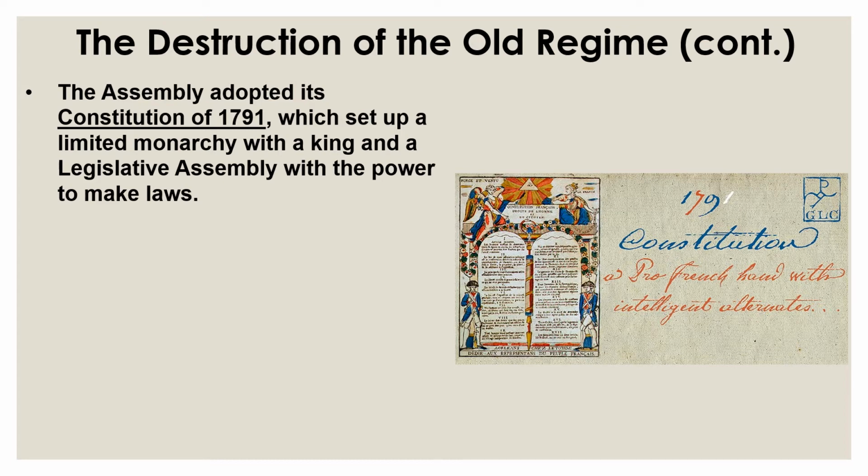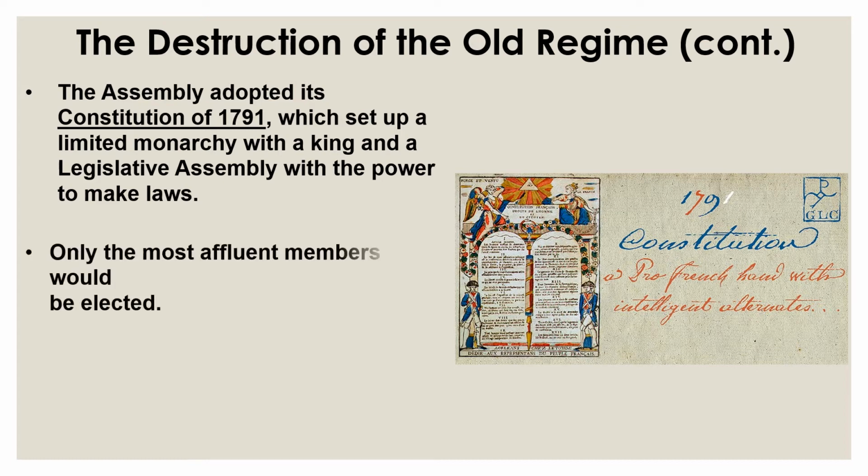So, the Constitution of 1791 set up a limited monarchy with a king and a legislative assembly with power to make laws. The National Assembly and the Legislative Assembly are basically the same thing. It's just two different names for the same thing. It is the legislature of France. In other words, they had established a constitutional monarchy.